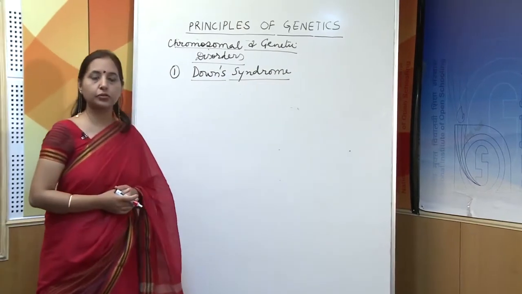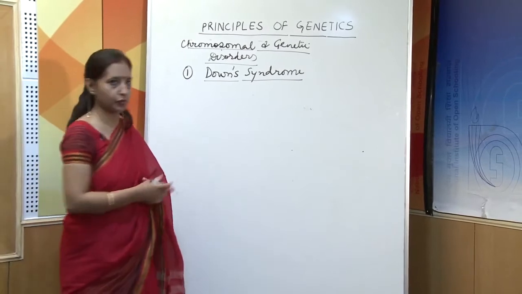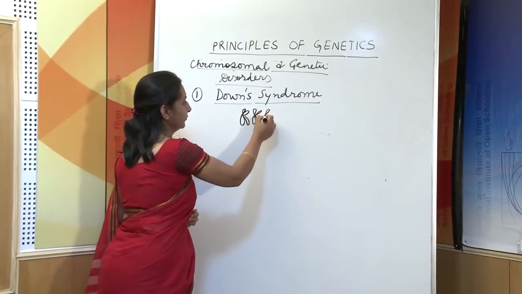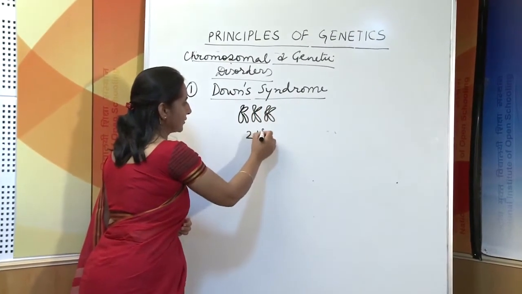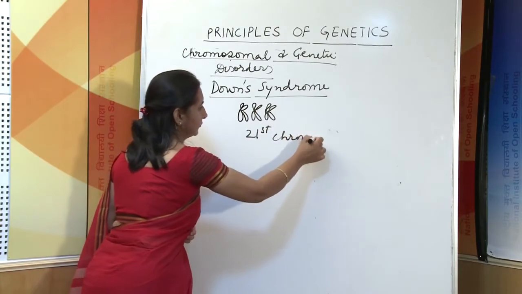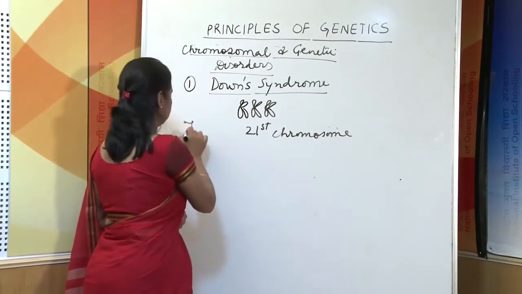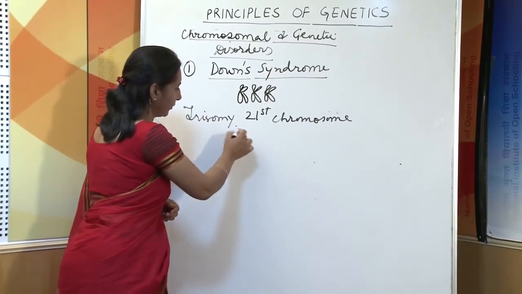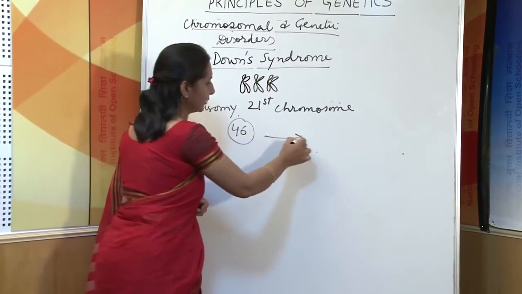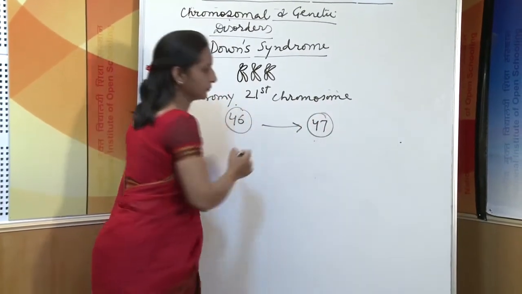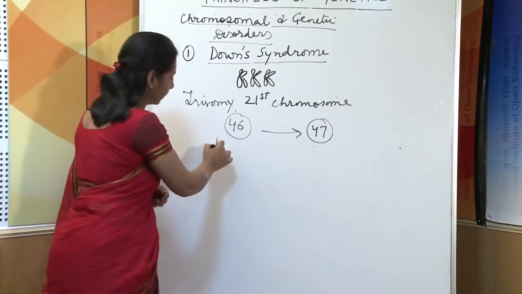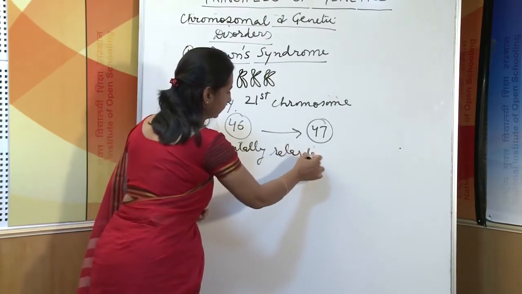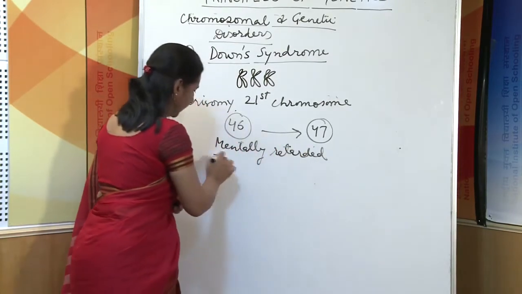Down syndrome occurs due to trisomy of the 21st pair of chromosomes. That means instead of a pair, there is an extra chromosome in the 21st chromosome. As a result, instead of the normal number of 46 chromosomes, the number is increased to 47. This type of individual is mentally retarded and has a thick tongue.